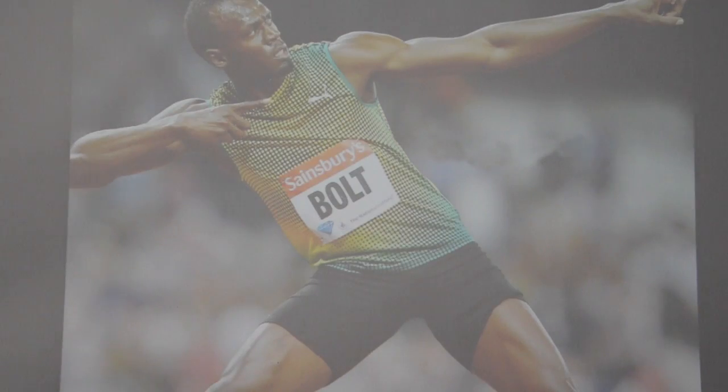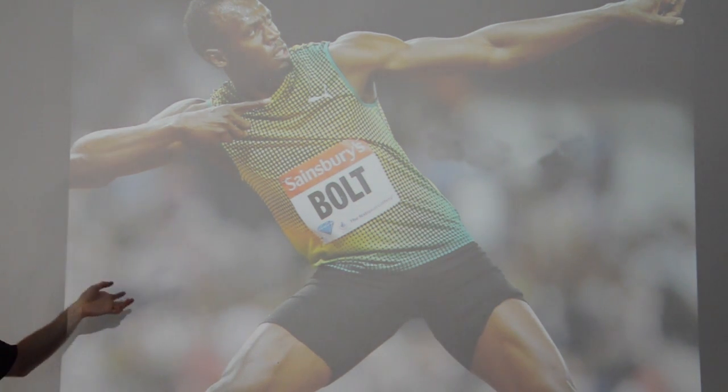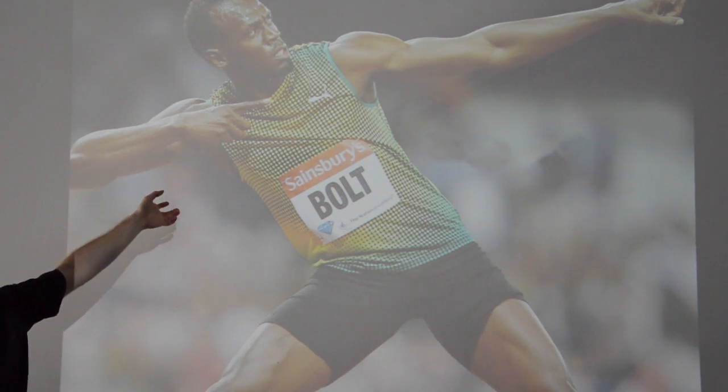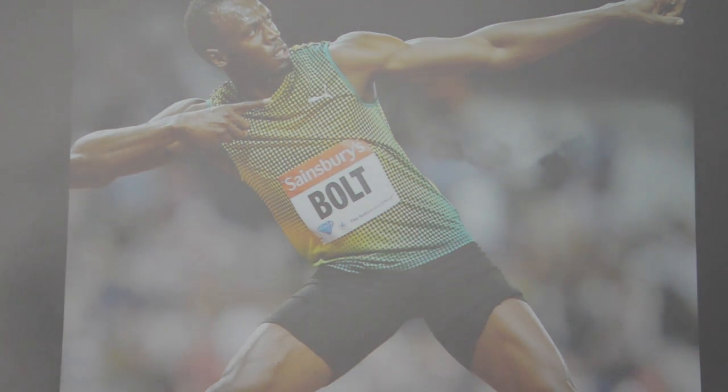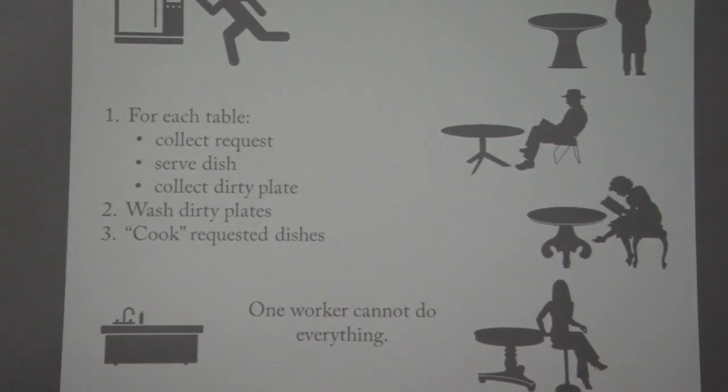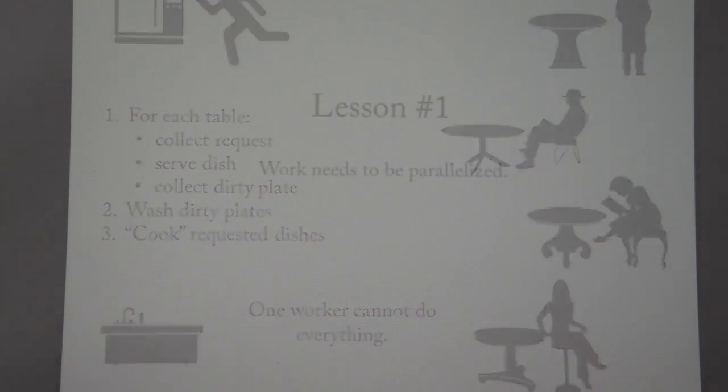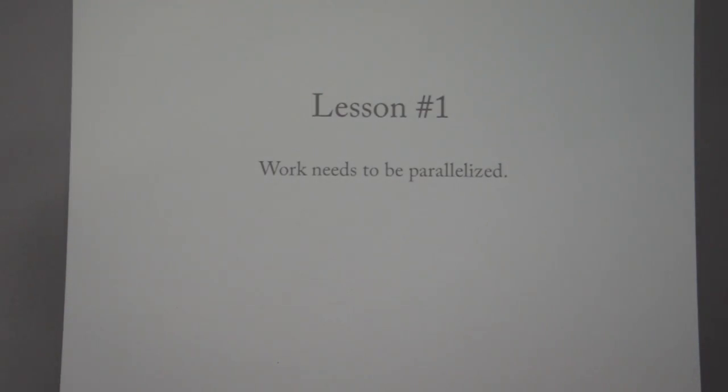But the problem is that there's a physical limit as to how much a worker can run, right? Even if the restaurant manager or the owner decides to fire this guy and hire Usain Bolt here, there is still a physical limit as to how far he will go, despite the amount of money that he pays for Usain Bolt being a waiter. And the conclusion is that one worker cannot do everything. And this is the first lesson. How do you try to address this issue?